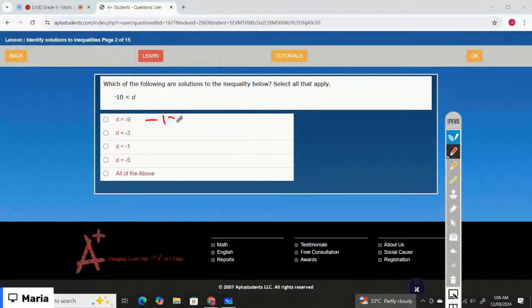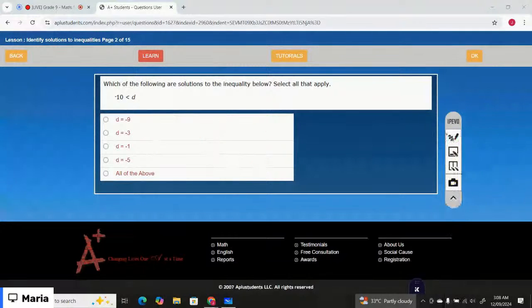Because negative 10 is less than negative 9? Yes, it is, because negative 10 is farther on the number line than negative 9. So, as you are moving far from 0, the numbers are getting smaller and smaller. So, negative 10 is less than negative 9. Then negative 10 is also less than negative 3, negative 1, and negative 5. So the correct option is all of the above.